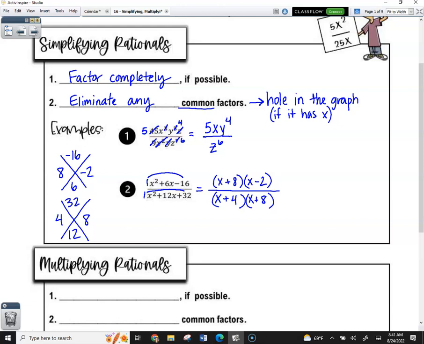Now that they're in factored form and they're separated by multiplication, think of those as blocks. Y'all remember those wooden blocks that you used to play with as a kid? Think of it as a block that literally has written on it x plus 8. Then you have a block that says x minus 2. Then you have a block that says x plus 4. Then you have a block that says x plus 8.